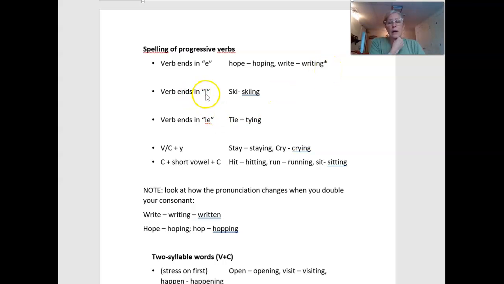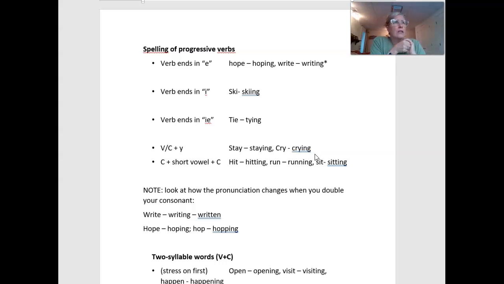If your verb ends in the letter I, this is the only example I can think of, you would just add ing, like ski, skiing. If your verb ends in IE, like tie or die, you change your IE to Y and you add ing. If you have a verb that ends in a vowel plus the letter Y, like stay, you just add ing. And if it ends in a consonant plus the letter Y, like cry, C-R-Y, you would just add ing. Very simple.